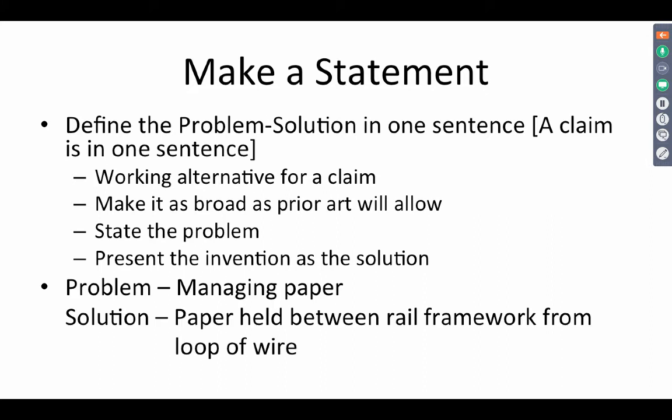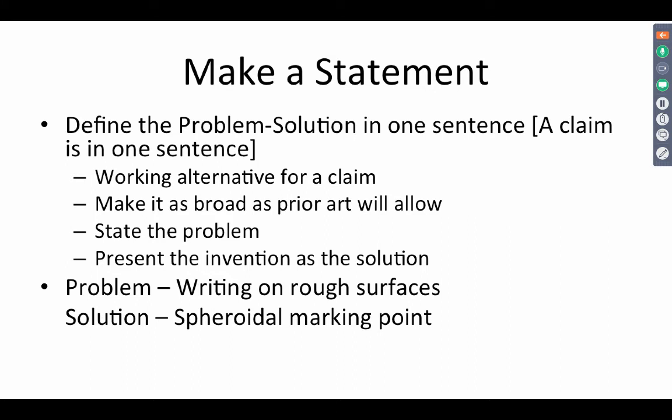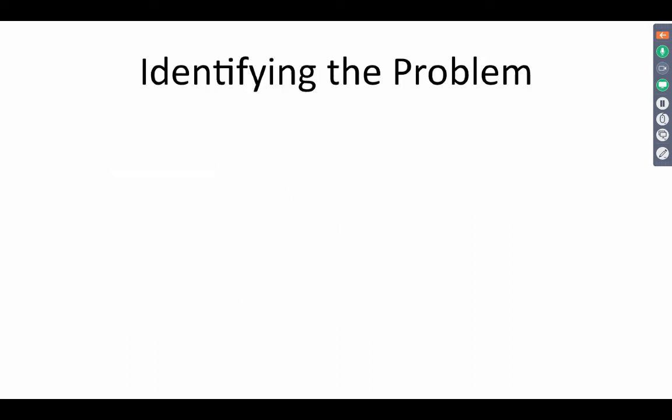Now let's look at some instances. Problem of managing paper; the solution: paper held between a rail framework from a loop of wire. So that was the solution to the problem. Problem: writing on rough surfaces. Solution: spheroidal marking point. So you could make your statement that the problem of writing on rough surfaces was solved by the invention involving a spheroidal marking point. Now that becomes a problem solution statement approach.